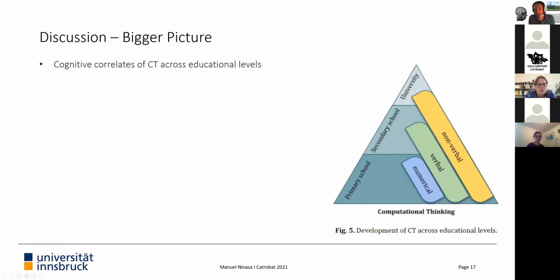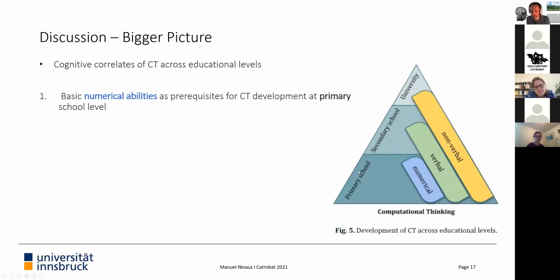So when we now want to contextualize the results of this study within the literature of the existing studies on CT's cognitive correlates across different educational levels, we can maybe draw three main conclusions from a developmental perspective. First, basic numerical abilities like addition, subtraction, and multiplication seem to be a prerequisite for developing CT at the primary school level, whereas this seems not to be the case later on in education after maybe a specific threshold of mathematical ability has been achieved.